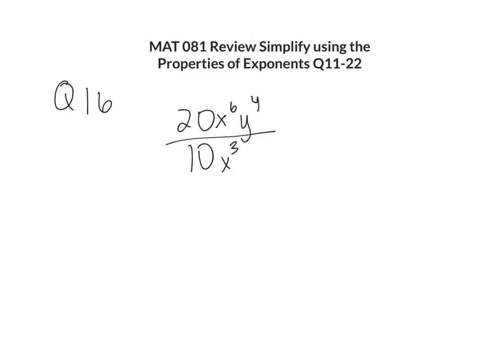Here, simplify the coefficients. 20 divided by 10 is 2. For the x's, subtract 6 minus 3. It gives us a new exponent of 3. And then nothing to combine y with, so y to the 4th.